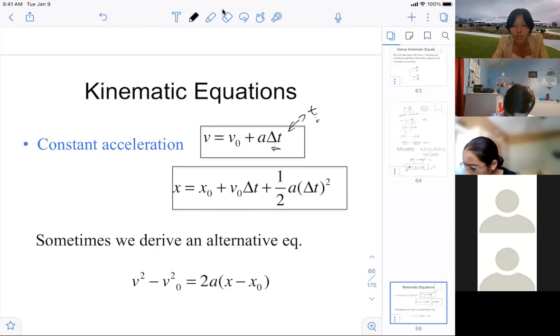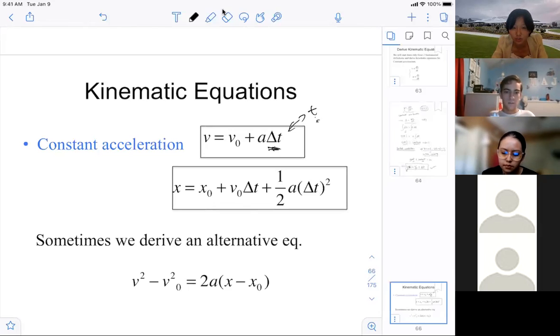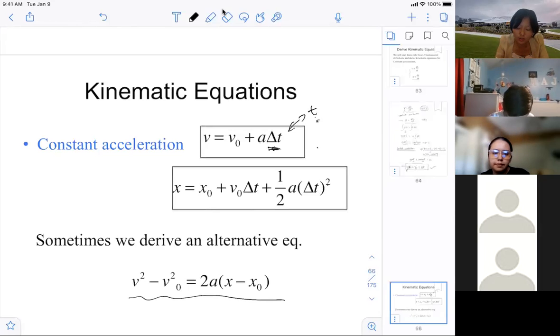But if your initial time is 3 seconds and then you're looking at 5 seconds, obviously only 2 seconds have passed by. So that's why we added a delta t here to show it's the total time that passed by from the initial point. The third equation is not a new equation. This is not new information. It can be derived from equation 1 and 2 combined.